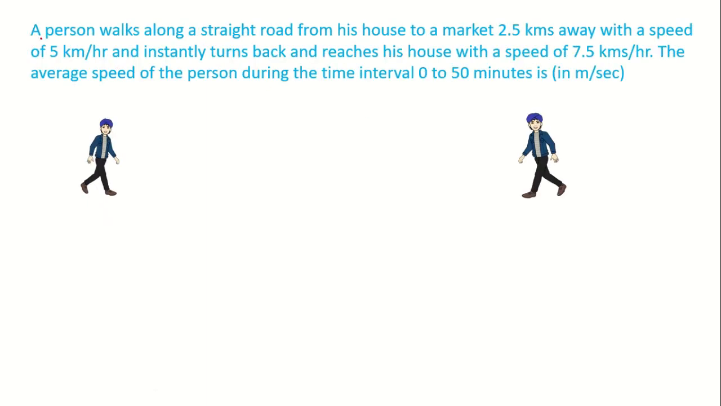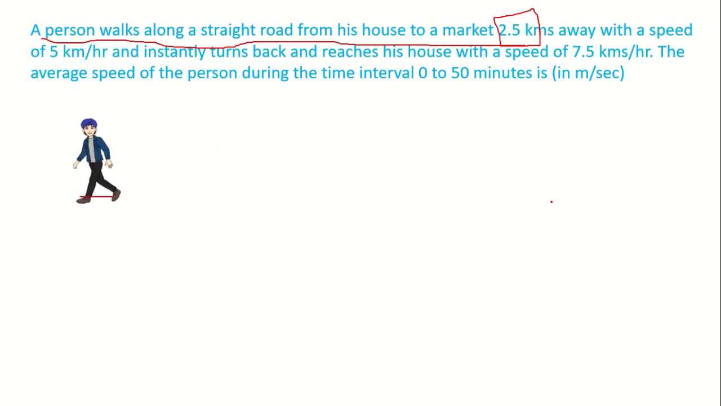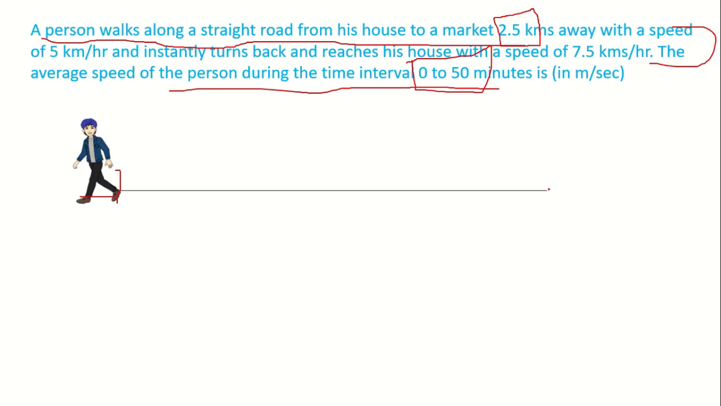In this question, it is said that a person walks along a straight road from his house to the market, which is 2.5 kilometers away. Let us consider a person walking towards the market, which is 2.5 kilometers away from his actual place. He walks with a speed of 5 kilometers per hour and instantly returns with a speed of 7.5 kilometers per hour. We have to calculate the average speed of the person during the time interval 0 to 50 minutes. It is given that the distance from house to market is 2.5 kilometers.